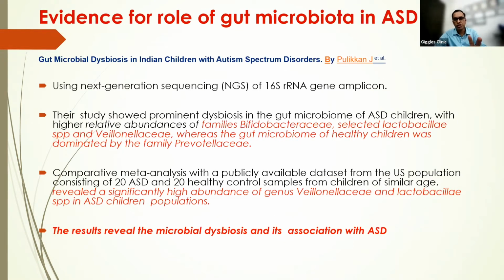Other factors, now this is the Indian study which has been done by AIIMS, and I think it was published in 2011. And what they found was that the children who were on the spectrum, their stools contained very low amounts of good bacteria like bifidobacteria and lactobacillus. Whereas children who were, just give me a second please.